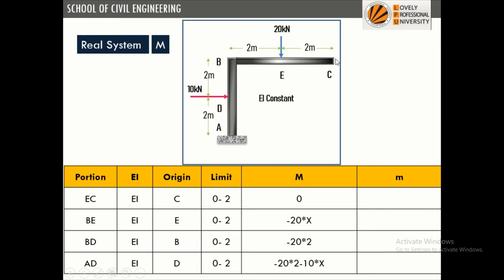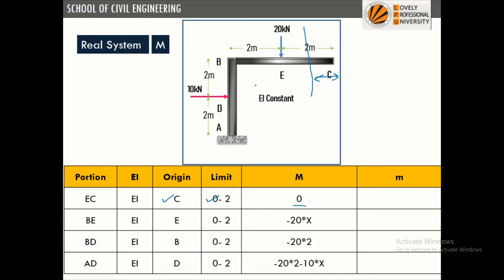So we'll start from the free end. The first portion will be EC. If you draw a section here, we find that there is no force on the right hand side. The origin we kept as C, and the limit of this is 0 to 2, and there was no force, so the bending moment will be 0.